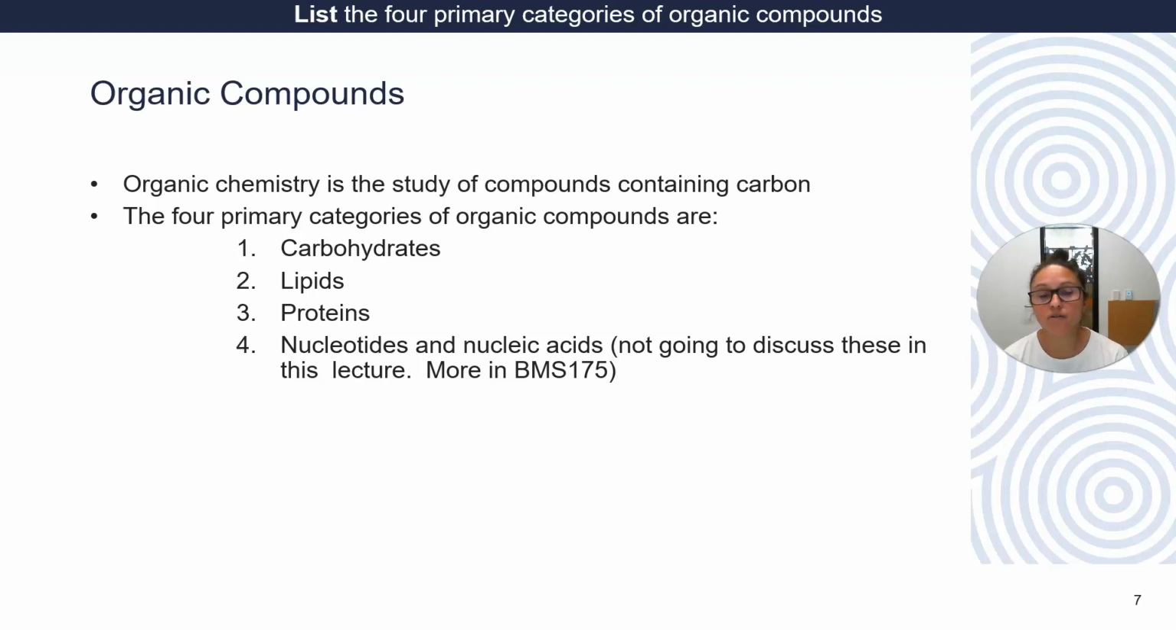So that is the definition. So we're going to look at all 4 of these. For 165, we're going to be doing carbohydrates, lipids and proteins. And then in 175, we're going to look at nucleic acids. So you don't need to worry about those ones and nucleotides just yet.